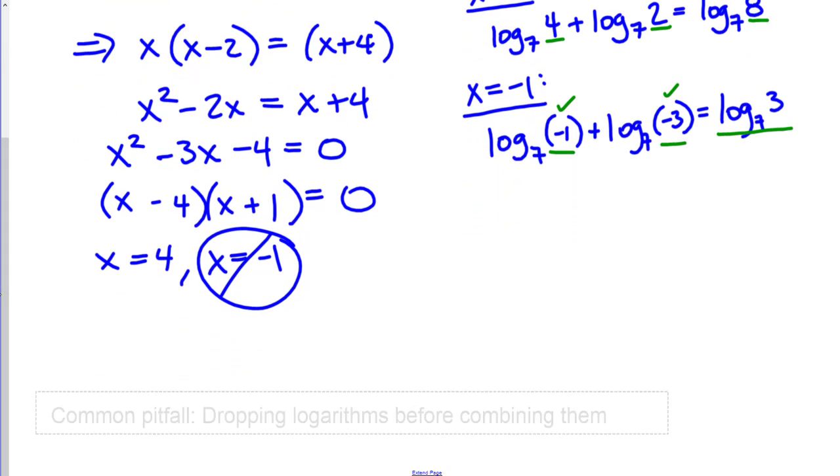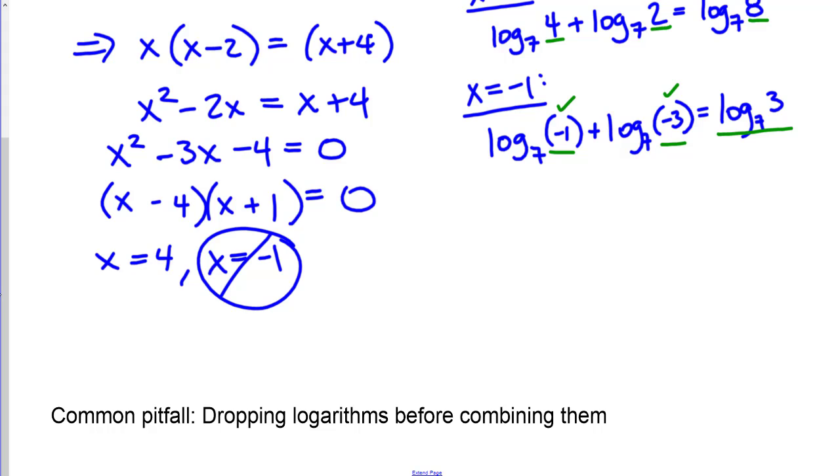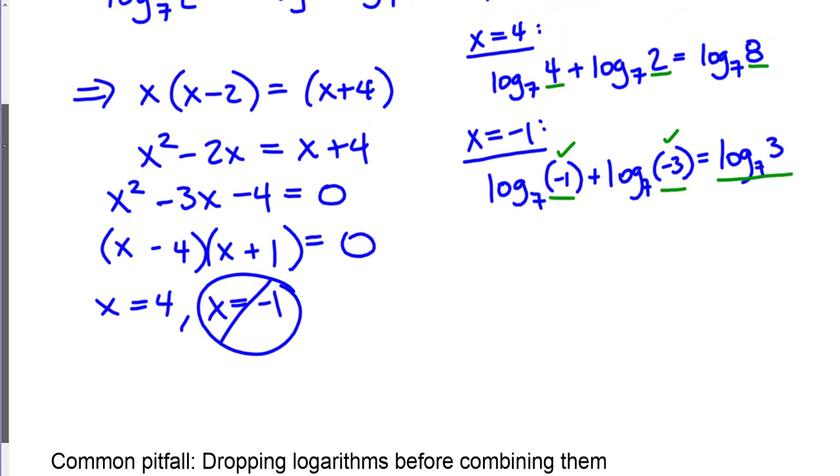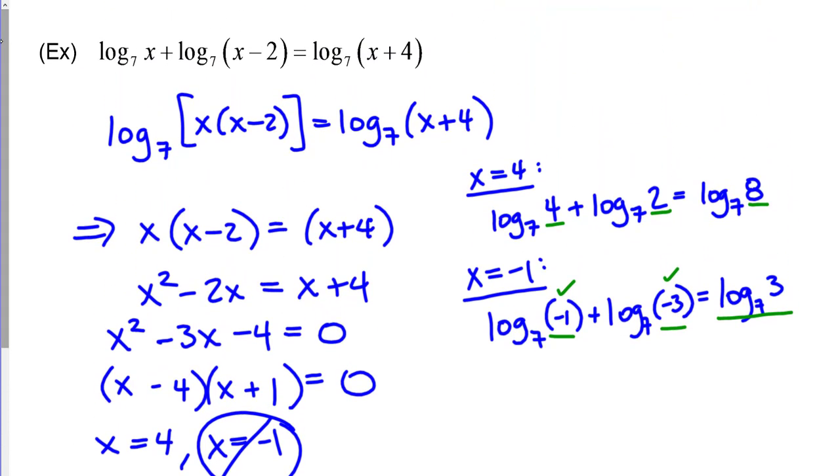All right, let's look at another example. Oh, I'm sorry, I have one more thing about this one before I move forward. One of the most common pitfalls that students run into is dropping the logarithms before combining them. So like for instance, in this particular problem, I've seen students, I'm going to do this in red because it's wrong, just drop the logarithms. They see that all the logarithms are of the same base, and they just drop them and say x plus x minus 2 equals x plus 4. And then they work the problem out and they get some answer for x. It just doesn't work that way.